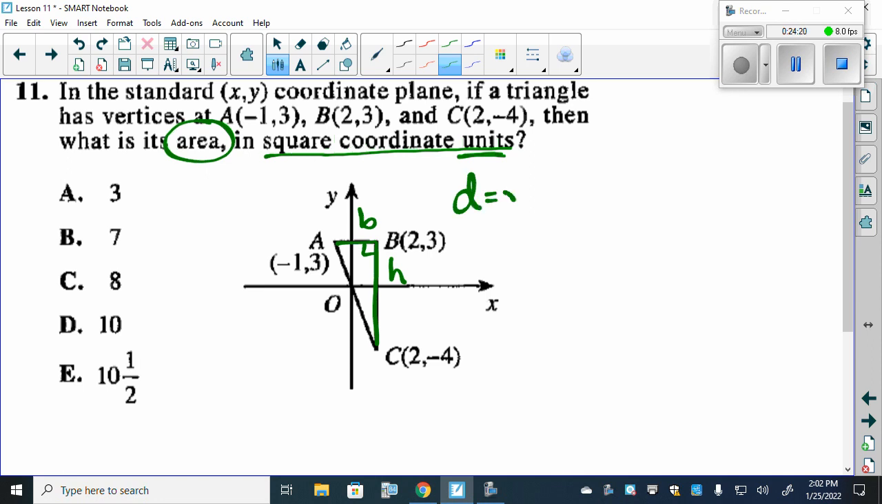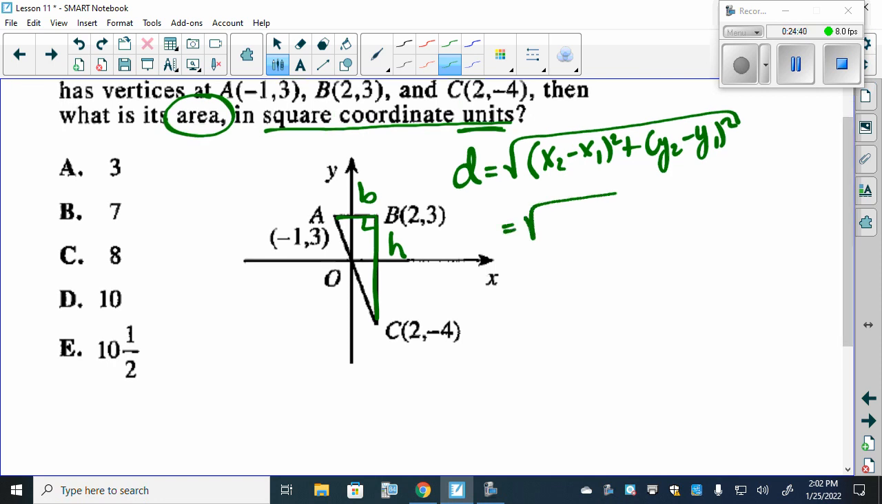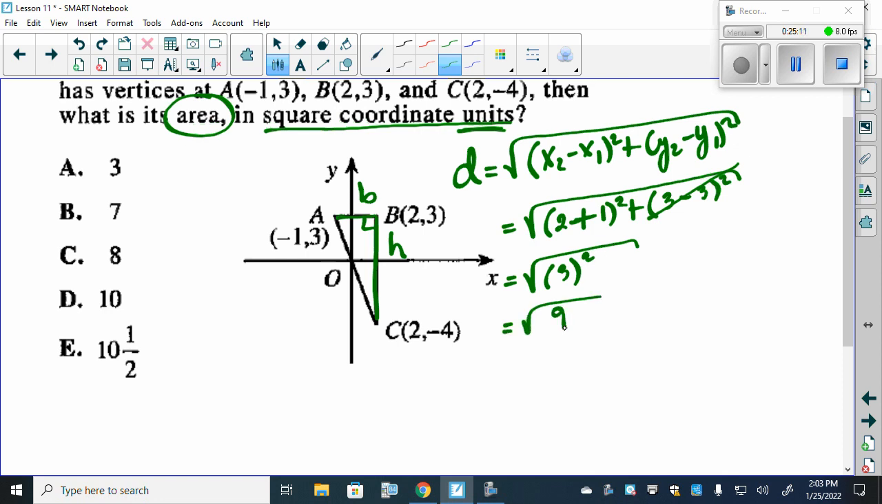So distance is equal to the square root of (x2 minus x1) squared plus (y2 minus y1) squared. And this here is just our distance formula. So we can go from A to B, so our x values are (2 minus -1) squared plus (3 minus 3) squared. What's 3 minus 3? That's 0. Negative and negative make a positive. So we have 3 squared is 9. Square root of 9 is 3. So the distance for B is 3.